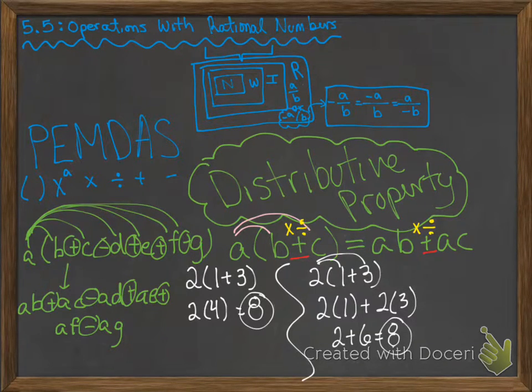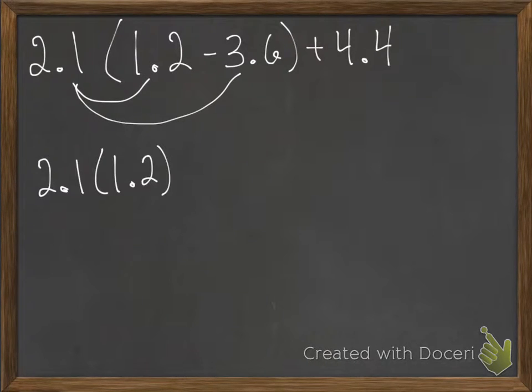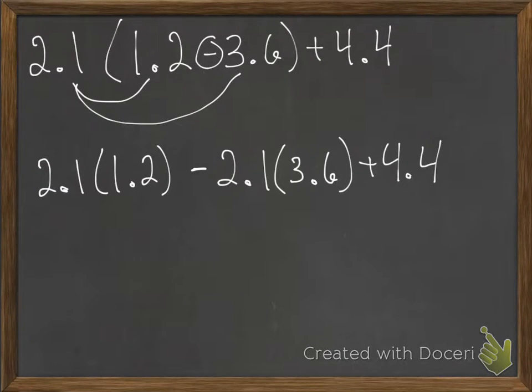We'll do a worksheet on this to help clarify, but you keep whatever symbols are there. So if you have the equation 2.1 times the quantity 1.2 minus 3.6 plus 4.4, and you have to solve this through the distributive property. If you distribute that 2.1, you get 2.1 times 1.2 minus, because it's originally a minus sign, minus 2.1 times 3.6, and then that 4.4 is not inside your parentheses, so you're going to leave it alone on the outside by itself, so plus 4.4.